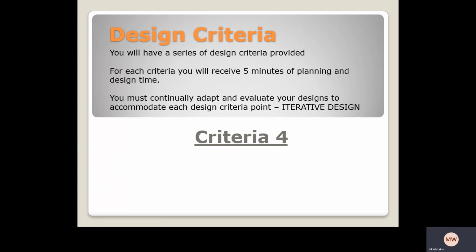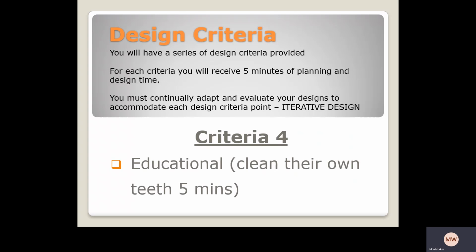So moving on to criteria number 4. Now, criteria 4 requires your toothbrush to be educational in some way. Now, when we say educational, what we mean is how could it help teach young children how to brush their teeth properly? One key factor is that we want to teach children to spend a little bit longer brushing their teeth. Children have very short attention spans generally. So what we want them to understand is how long 5 minutes actually is, and somehow get them to understand and recognise that length of time that would be required for them to brush their teeth.